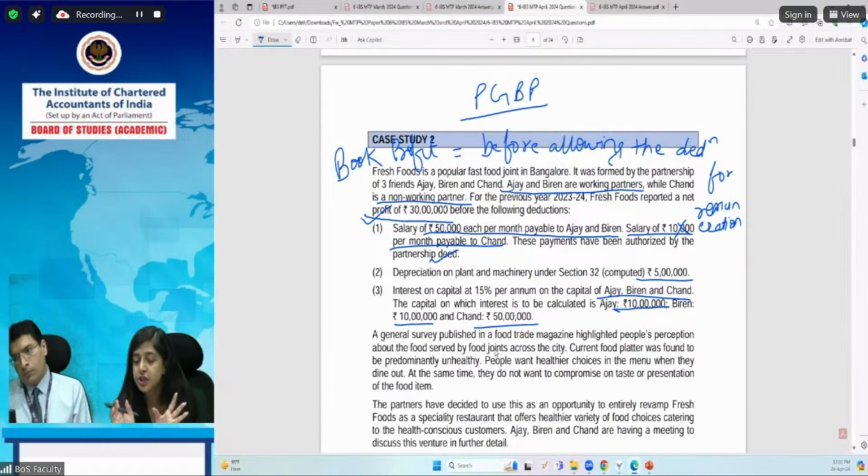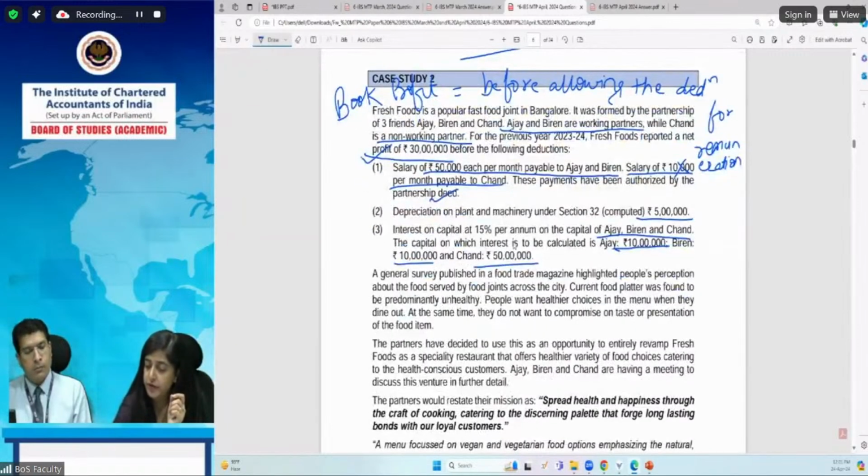Yes, Ayushi, it is allowed because it is as per section 32. It means your net profit is, if I'll say 30 lakh here, then you have to reduce depreciation under section 32 of rupees 5 lakh. Okay.